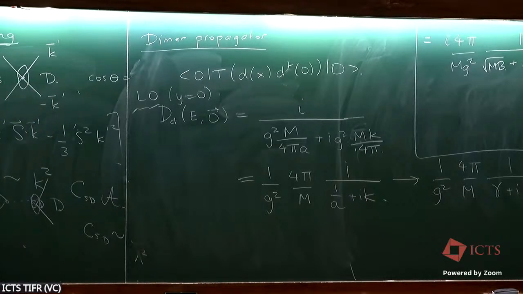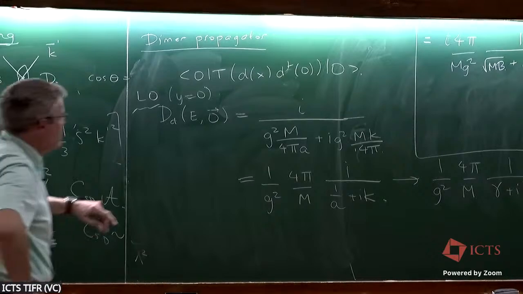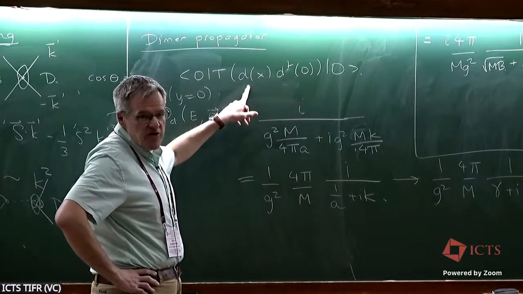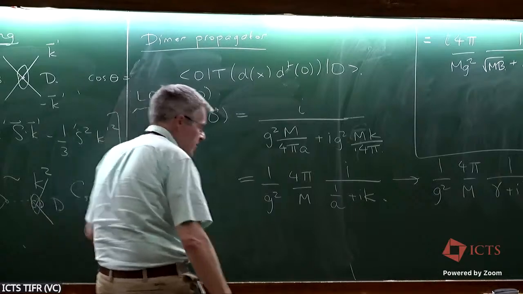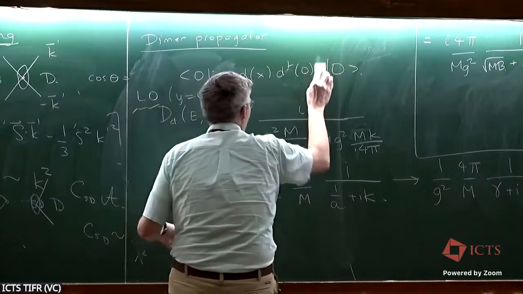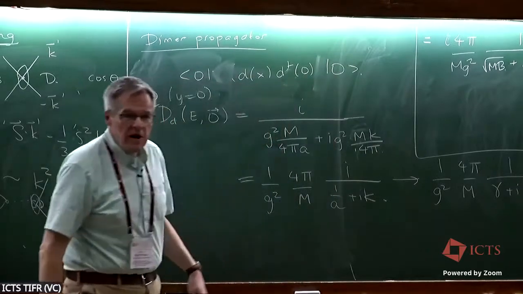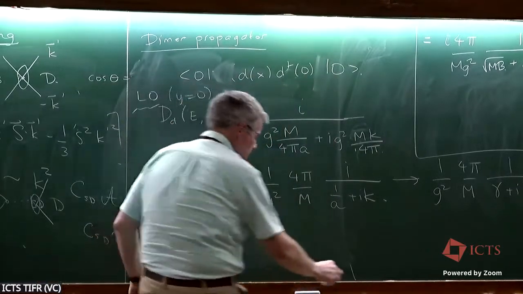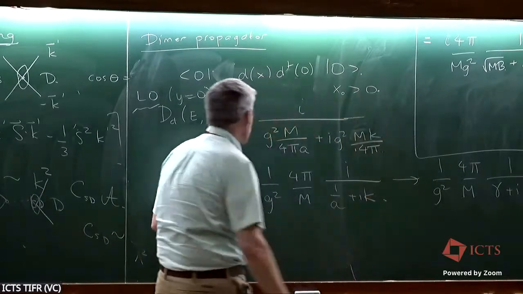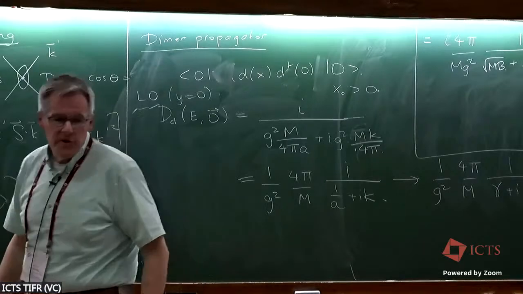Actually, you're probably right. I probably don't need it, right? Because this one only has creation and this one only has annihilation. So you're right. It's overkill. Thank you. Okay. And so this will only be non-zero for x greater than 0, because the annihilation has to happen after the creation.